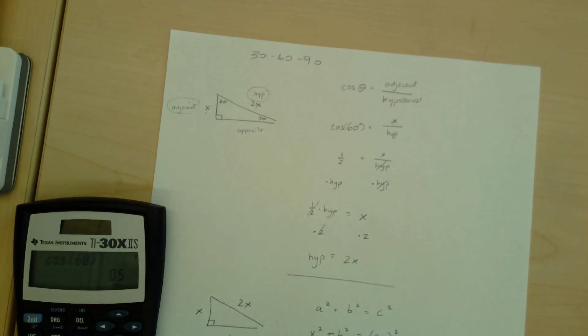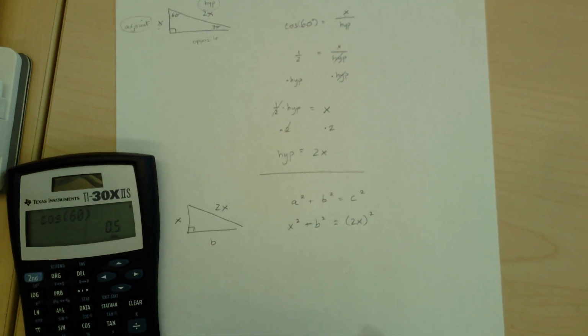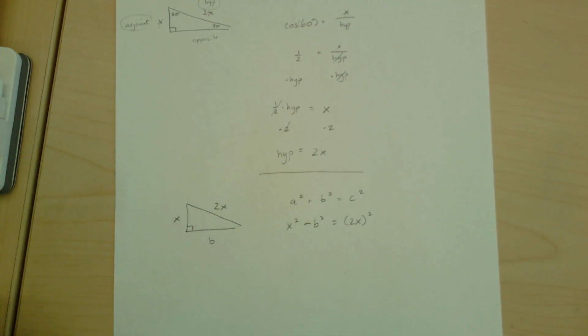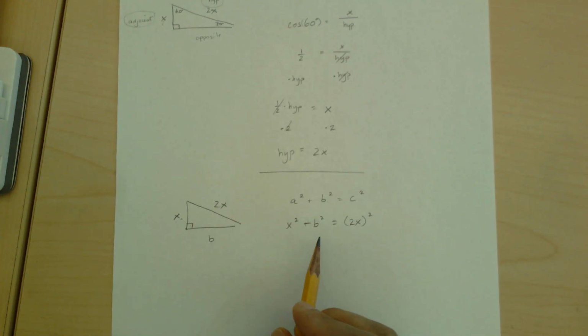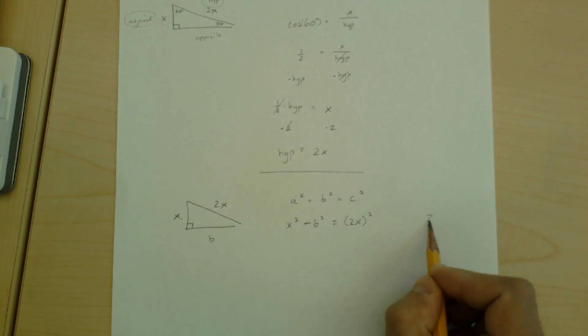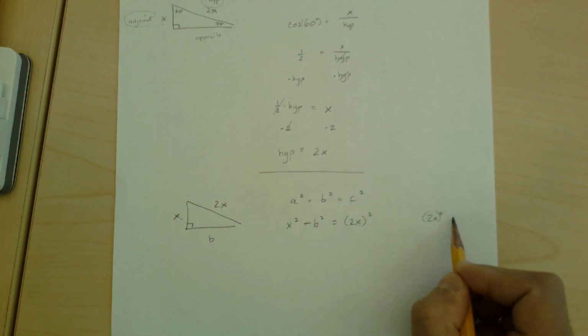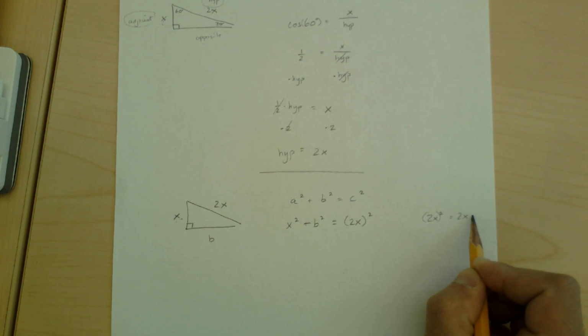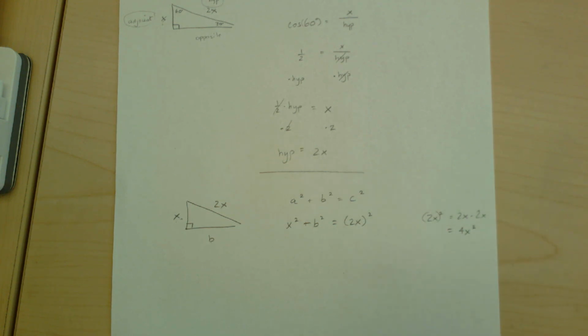All right, now my goal is to solve for b, figure out what that length is if this is x and this is 2x. So first thing I'm going to do is expand this. Remember that 2x, all of that squared, is the same as 2x times 2x, which is 4x squared. So I'm going to rewrite this and get x squared plus b squared equals 4x squared.